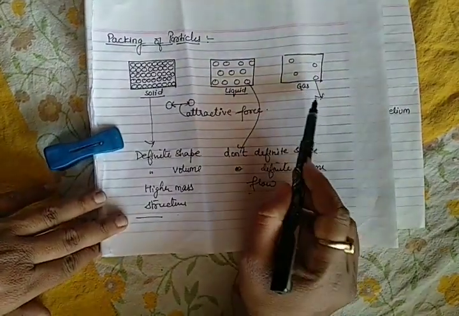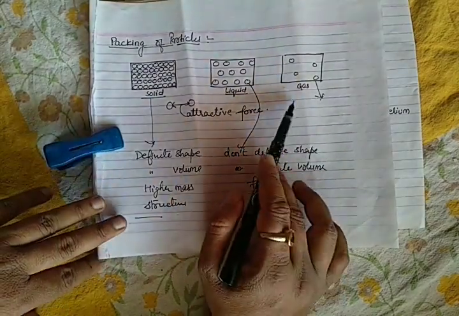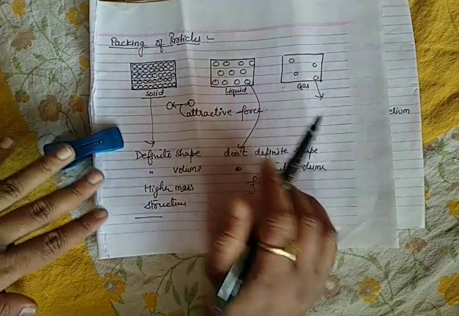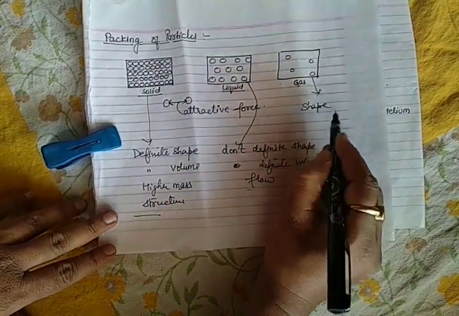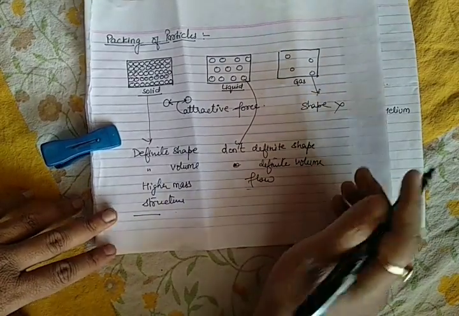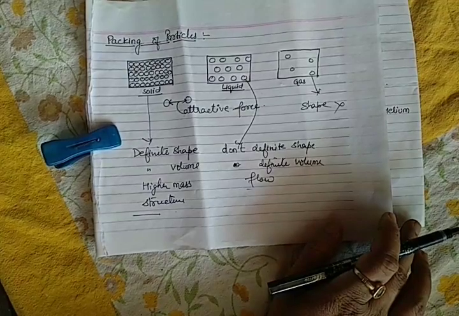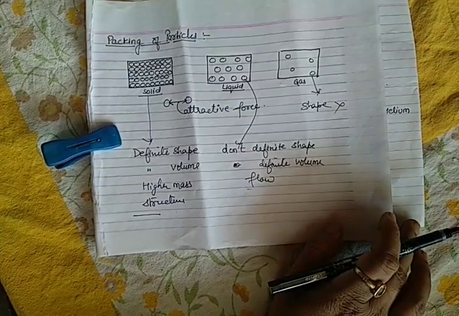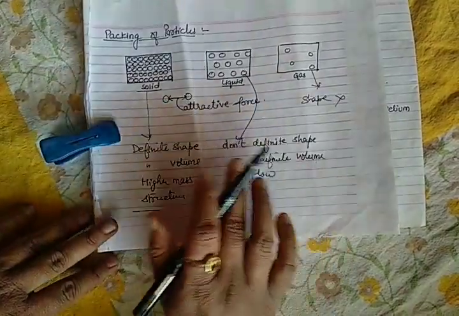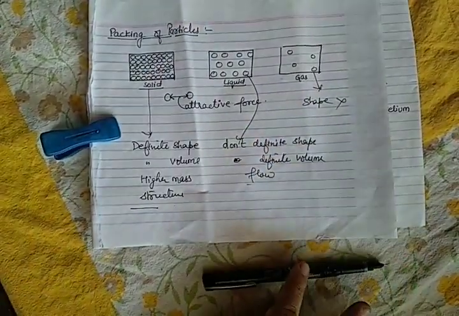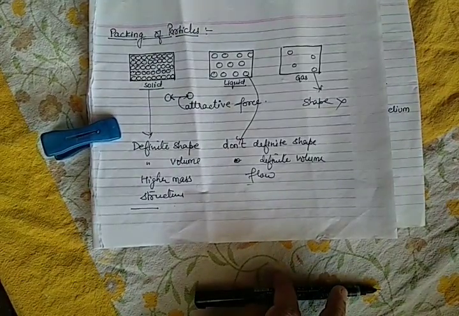And in gases, as I said earlier, there is no or very little attractive force. The particles are very far from each other, so they don't have a definite shape or volume, and they keep on flowing and cannot be seen. So these are the characteristics of these three states of matter, and in the next lecture we will discuss more about all these things.